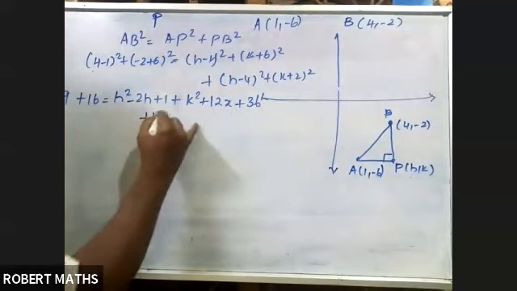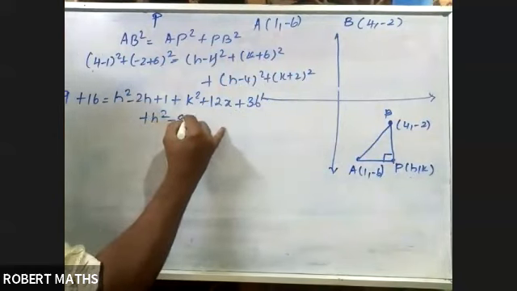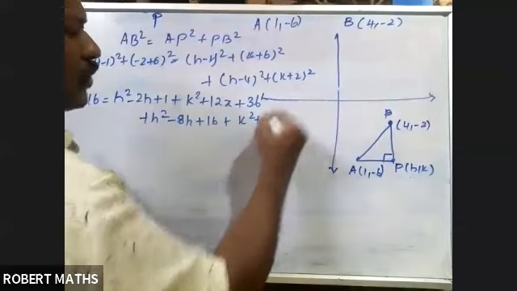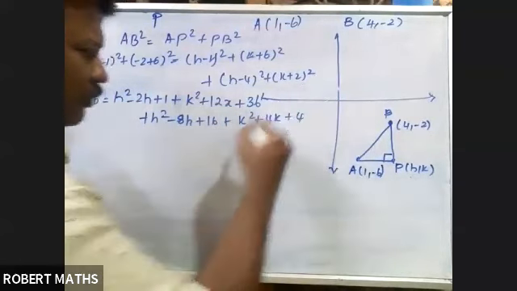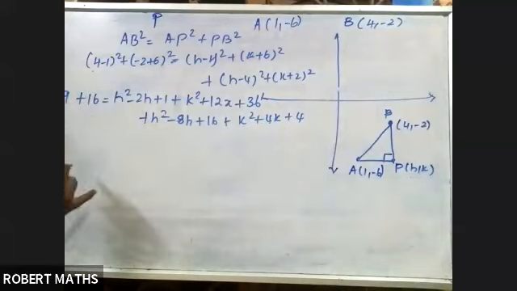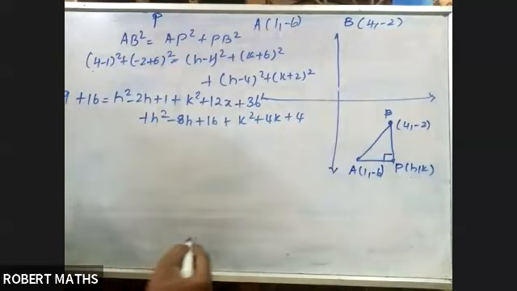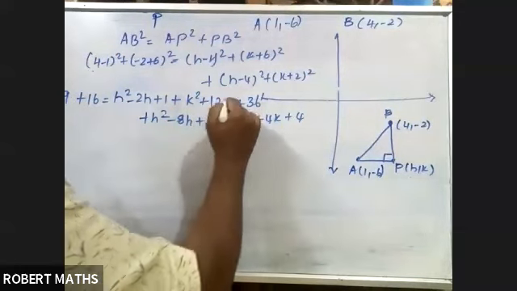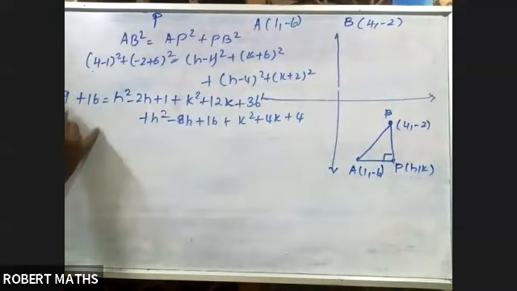Next one, you put H square minus 2 into 4, 8H plus 16 plus K square, 2 2s are 4, 4 into K plus 4. Now what are we going to get? 12K, sir. Sorry, 12K, 12K. Thank you. So now you simplify.